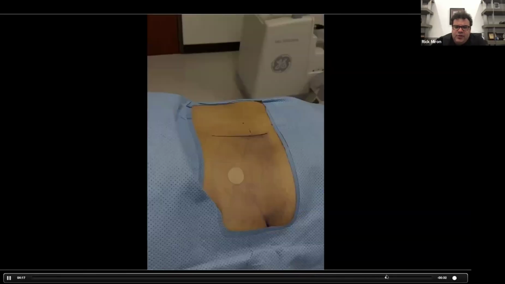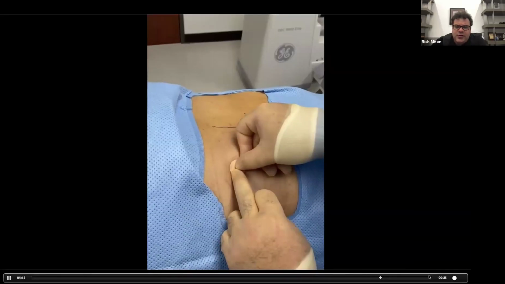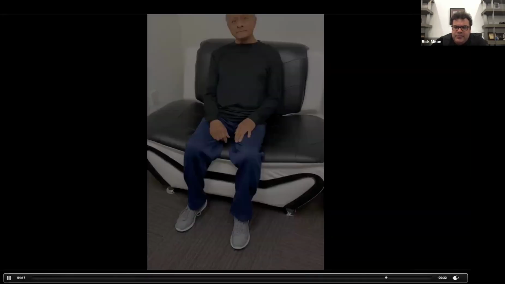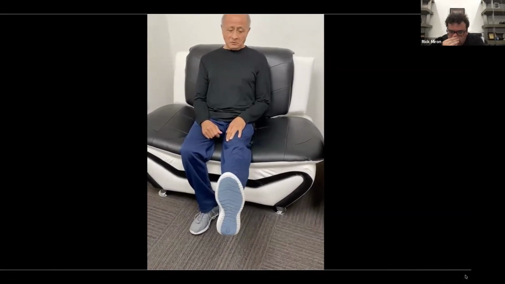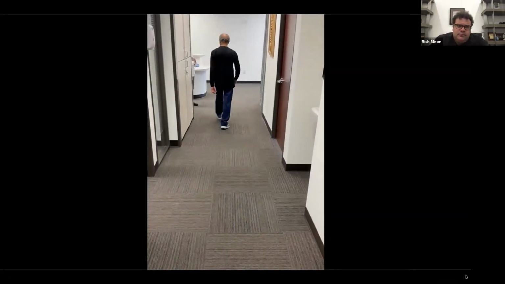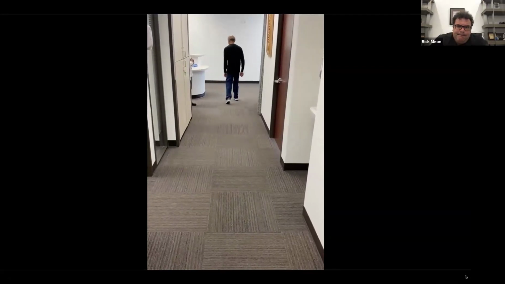And imagine, instead of doing a $120,000 surgery, you get a little Band-Aid, and this is literally 15 minutes after. Straighten your knee. No pain. No, okay. Okay, the other leg. Perfect. Okay, and come back to me.